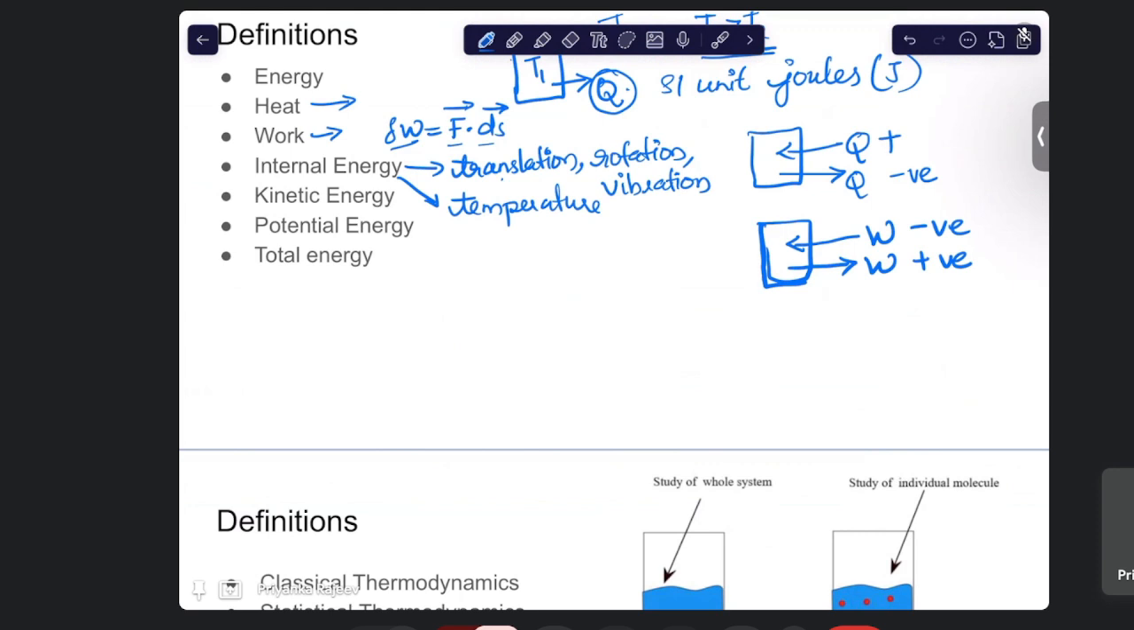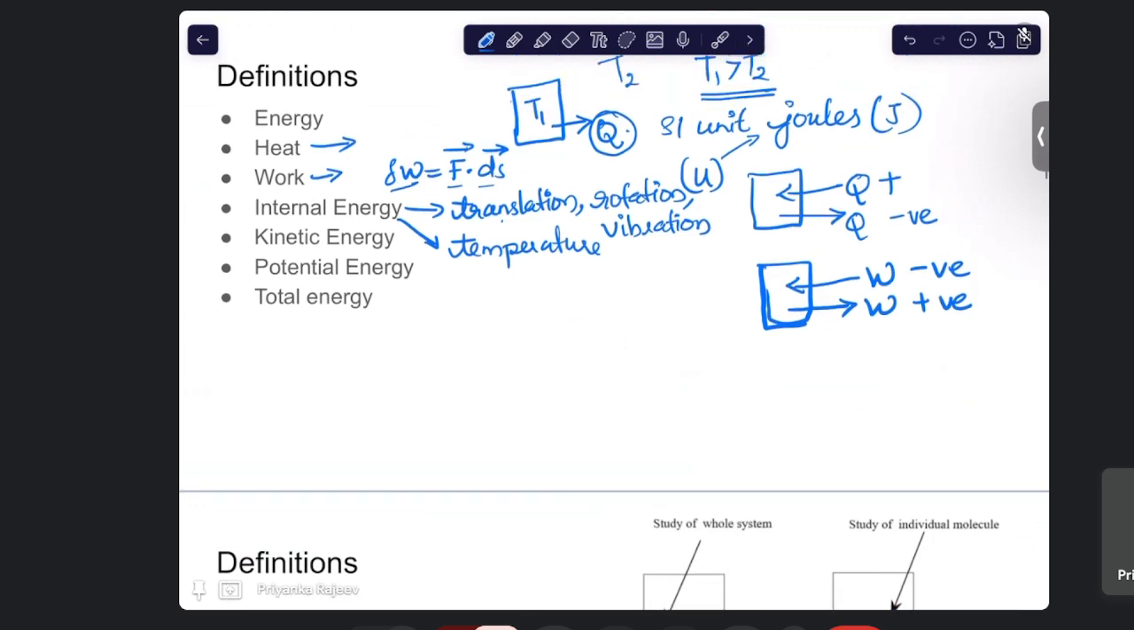Internal energy of the system we denote with the symbol U, and it has the SI unit of energy, which is joule. Even for work it's the same thing. So all these are different forms of energy that we are discussing.